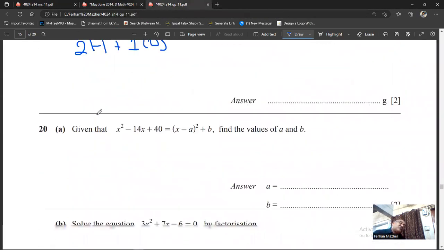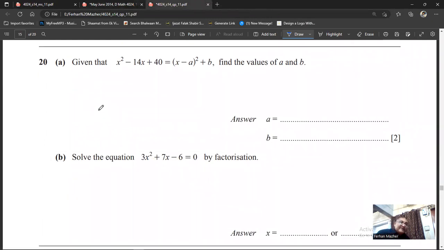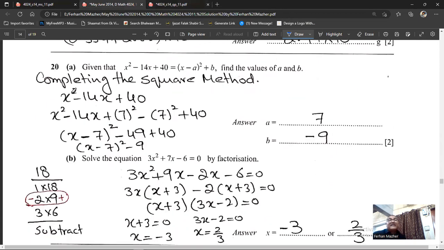The next one is question number 20, A part. He says, given that x squared minus 14x plus 40 is equal to x minus a whole square plus b, find the values of a and b. So when you see this shape, that means you have to apply the completing the square method. For that purpose I take this term, minus 14x, and I divide it by 2x. So your answer will be 7. Forget this negative, and you have to add the square of the 7 here and subtract the square of the 7 from here. This is called completing the square method.